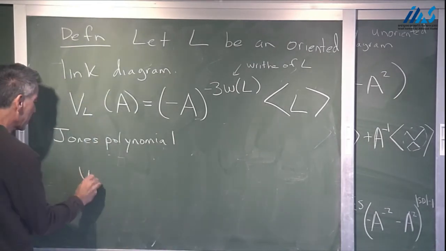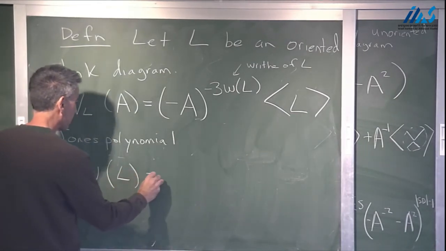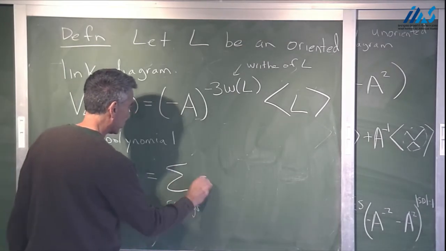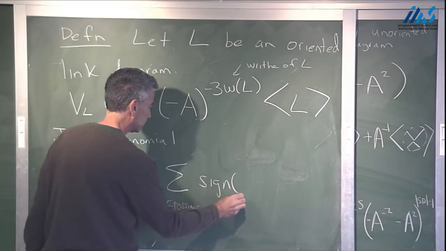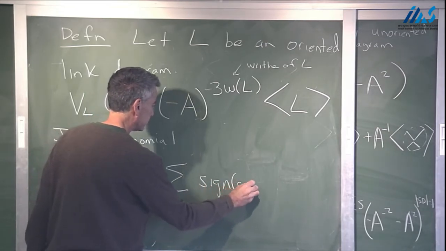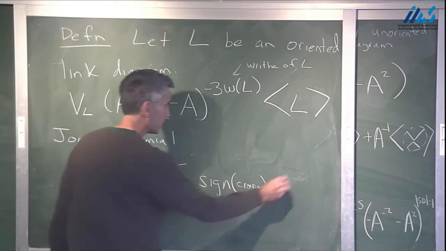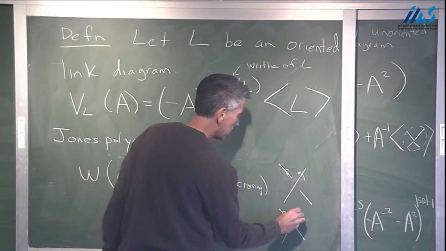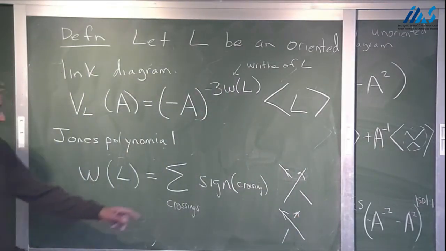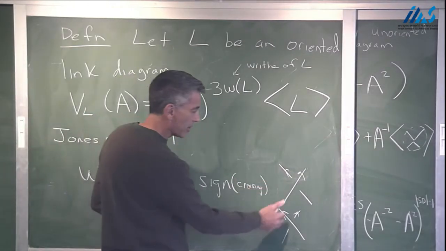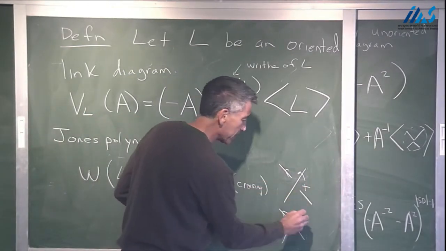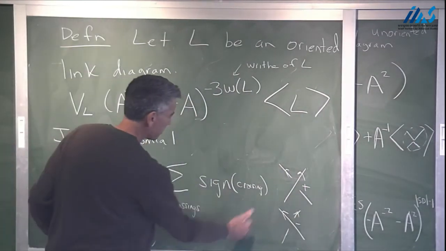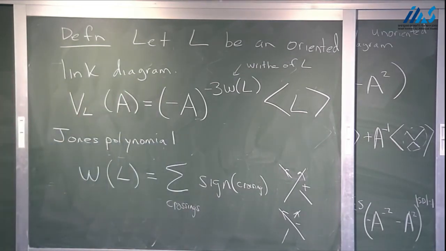The writhe of a link L is equal to the sum over the crossings of the sign of the crossing. So we now have an orientation on the link, so we can assign, using our right hand, a plus sign or minus sign to each crossing according to whether it matches or doesn't match the right hand rule.